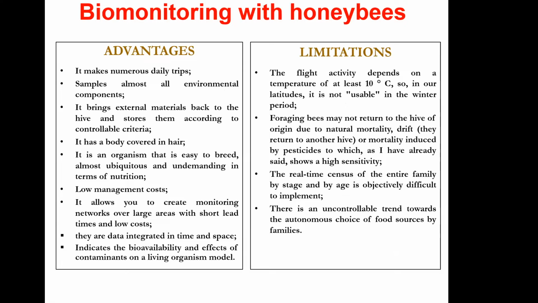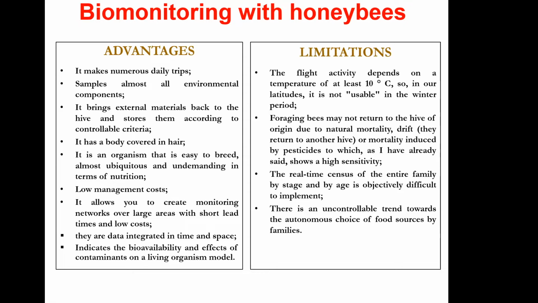Using honeybees as bioindicators presents lots of advantages because they are numerous and also make numerous trips every day. They also come in contact with almost all environmental matrices like soil, water, and vegetation. Apis mellifera is a species that is widespread, ubiquitous, and also easy to breed with low management costs.